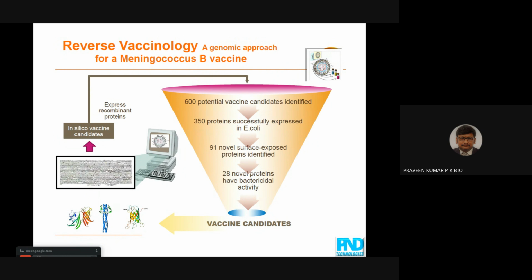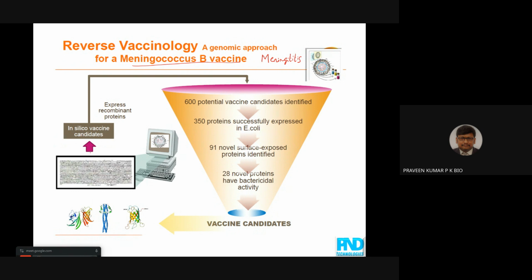If you go with the reverse vaccinology approach, the first vaccine ever discussed from reverse vaccinology is the meningococcus B vaccine. This is used for treatment of bacterial meningitis, which actually occurs in the brain. So we can use this meningococcus B vaccine. How was it discovered? As I mentioned earlier, in reverse vaccinology we take a genome, proteome, or even protein sequences or structures.